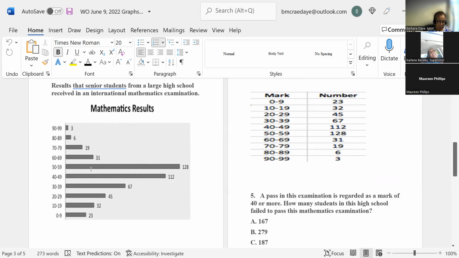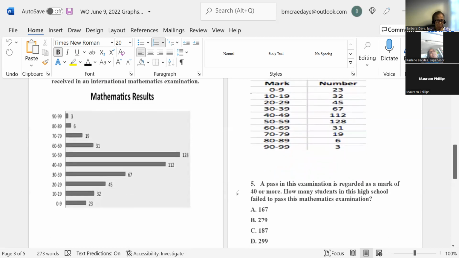Okay, so bar graph means they're bars. And as I said, they could be horizontal or they could be vertical. Here they're horizontal. Now, Maureen, look at the table. Whichever is easier for you to look at to figure it out. I think the table might be easier.